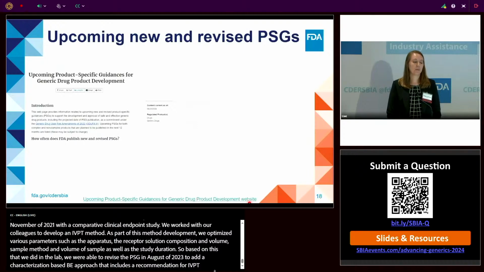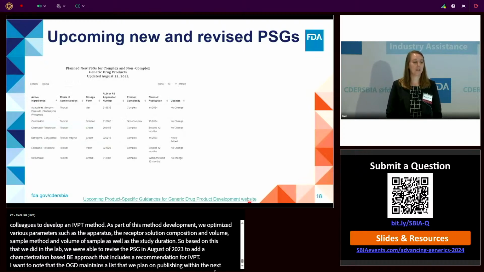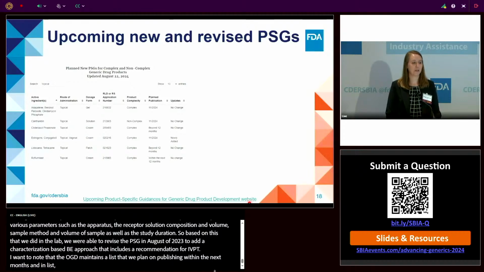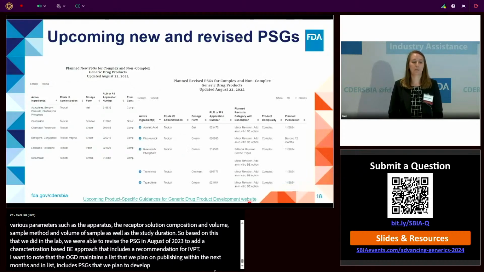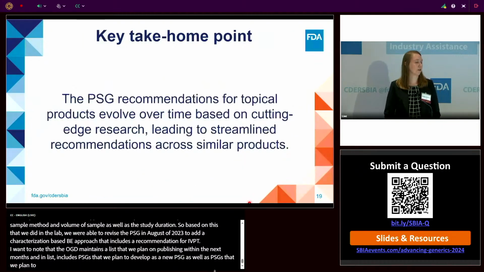I want to note that the OGD maintains a list of PSGs that we plan on publishing within the next 12 months. And this list includes PSGs that we plan to develop as new PSGs, as well as PSGs that we plan to revise. The key take-home point for this first part of my presentation is that OGD is constantly working to streamline recommendations across similar products within PSGs based on cutting-edge research.